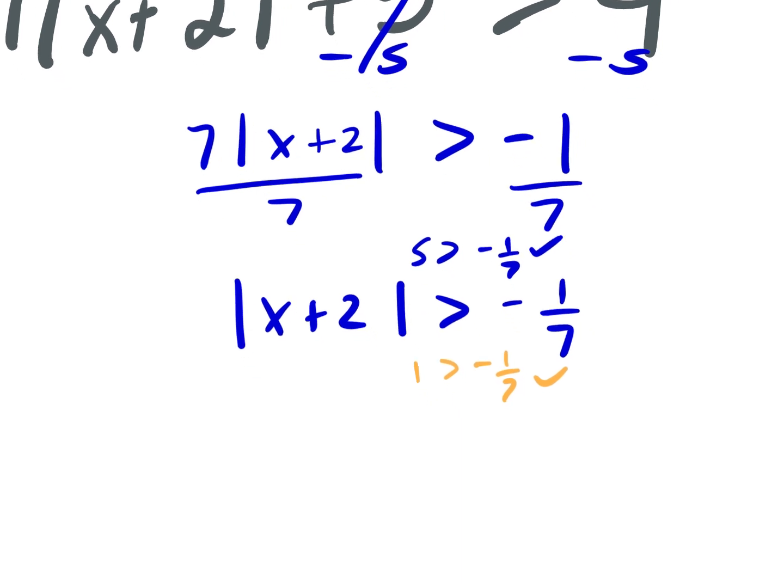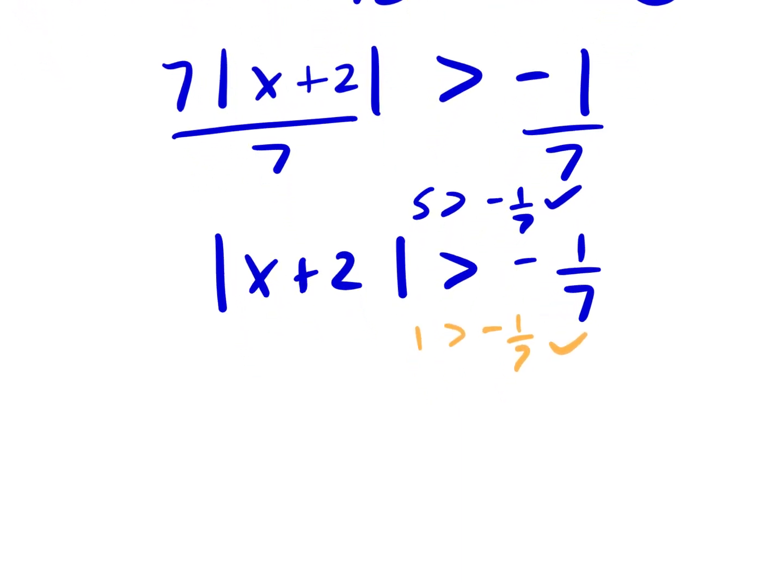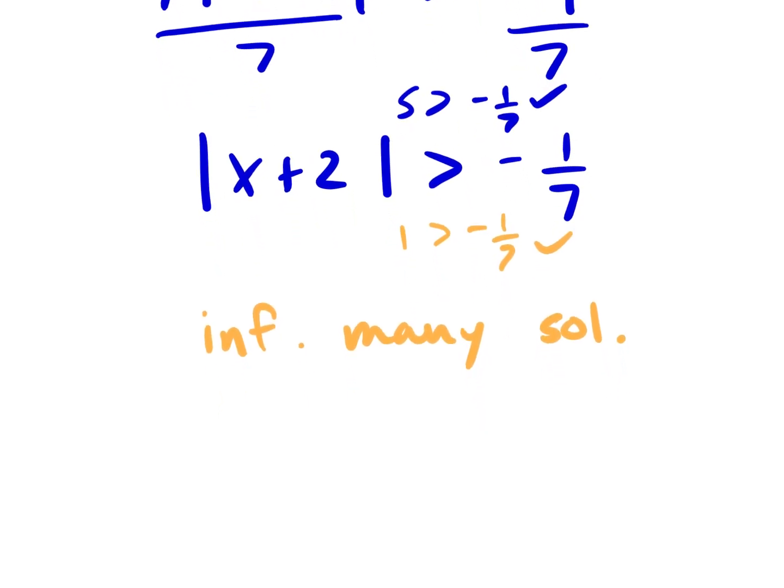So what do you think our answer is? All real solutions, or infinitely many solutions. So we'd say infinitely many solutions. How do you think we write that as an interval notation? Well, what's the smallest number that it could be? Negative infinity to what? Positive infinity.